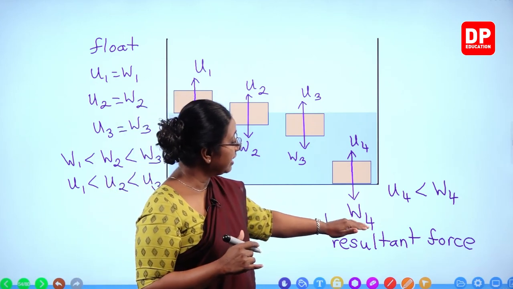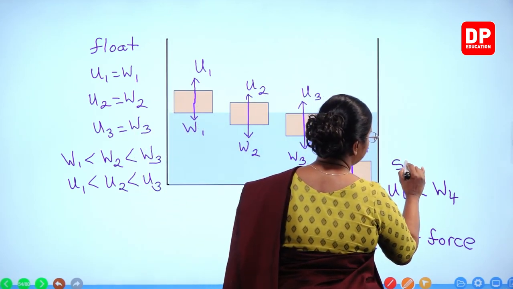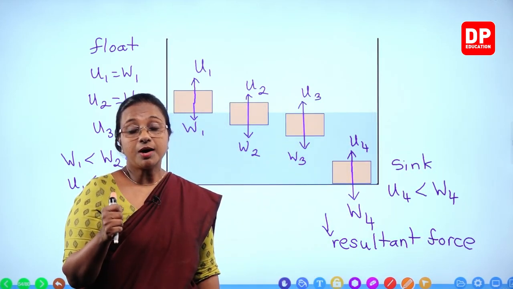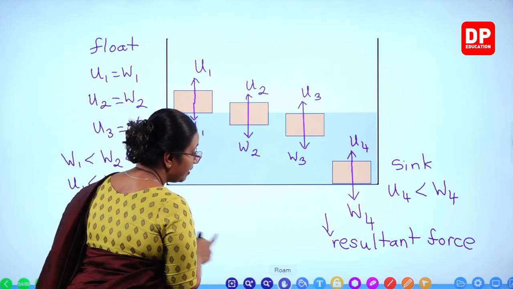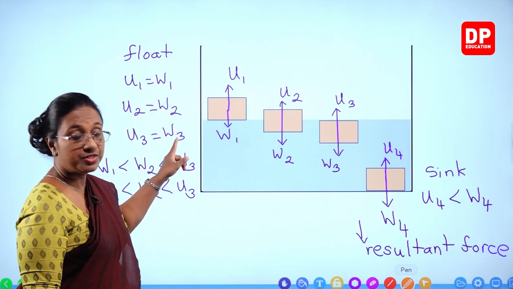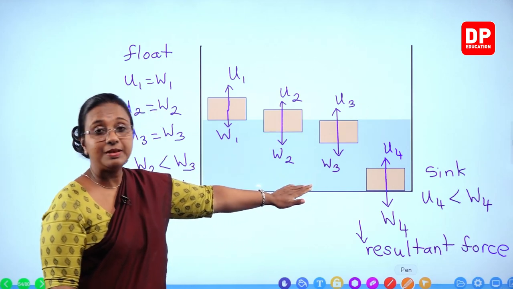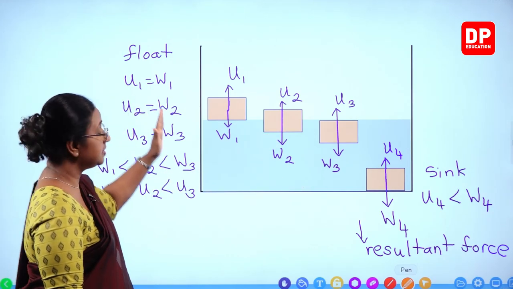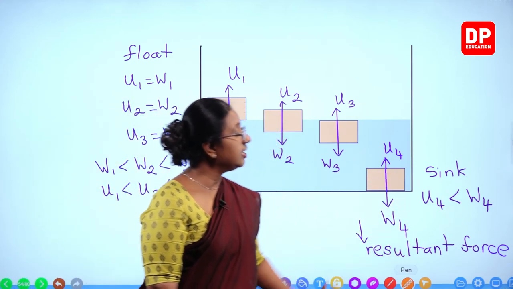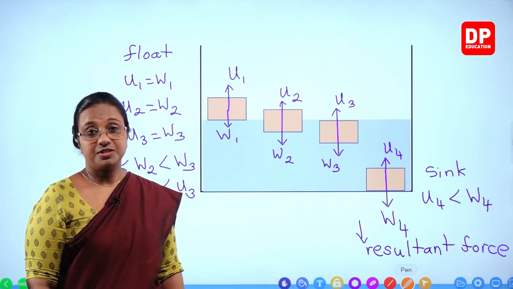So when the weight is greater than upthrust, the object will sink in water. So here it sinks in water. If the weight is equal to upthrust, it will always float in water. Or when an object floats in water, completely on the surface or partially submerged or completely submerged, always upthrust is equal to weight. But if the object sinks in water, then of course the weight is greater than the upthrust. Is that clear, students?